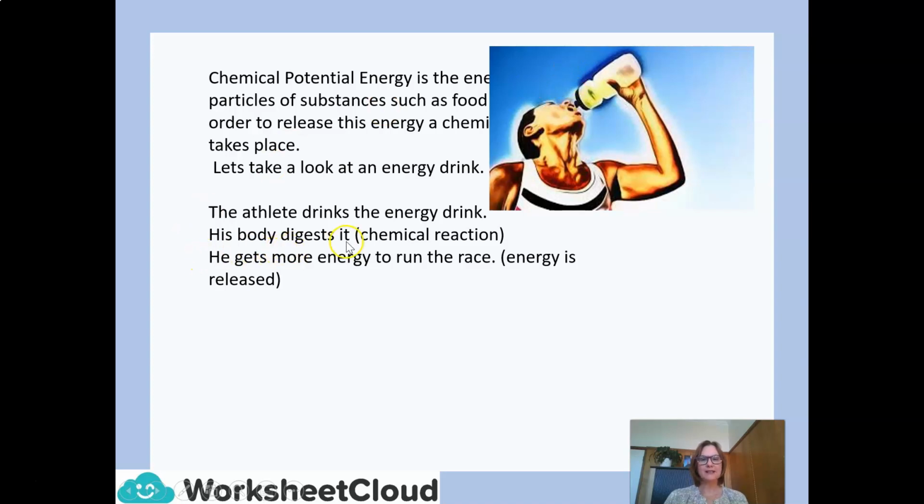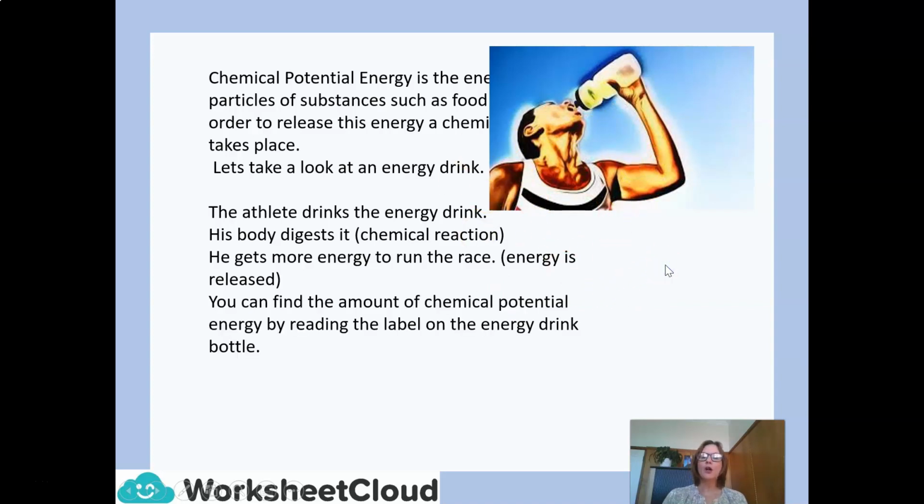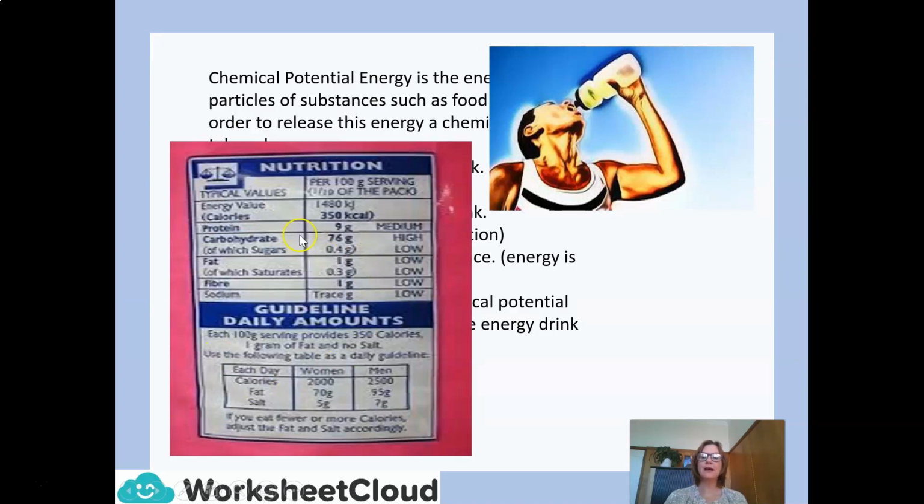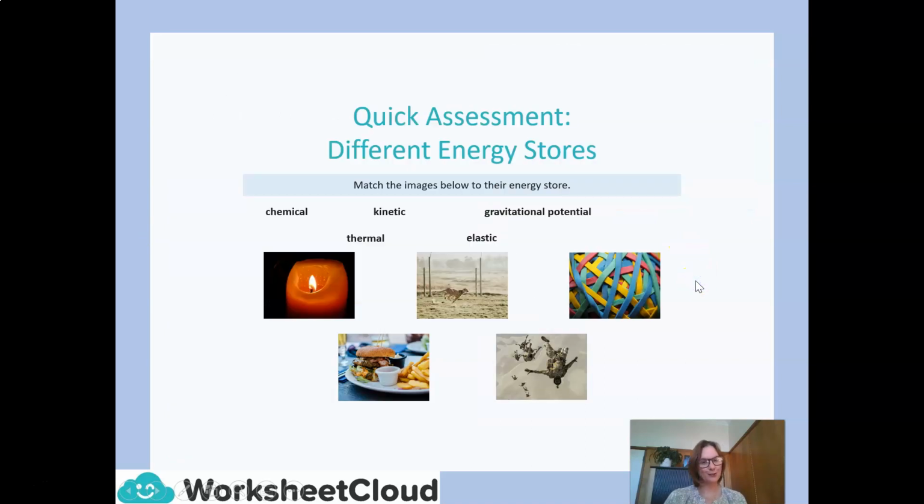Okay, so the athlete drinks the energy drink. His body digests it. This would be a chemical reaction taking place in your body. And he gets more energy to run the race as the energy is released from drinking that energy drink. You can also find the amount of chemical potential energy by reading the label on the energy drink bottle. And there you would have it over here. It tells you exactly how many kilojoules is in that energy drink. Okay, your energy value. You see it over there. Because, yes, grade 7s, energy is measured in joules.